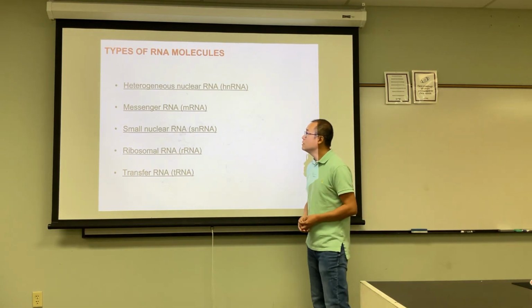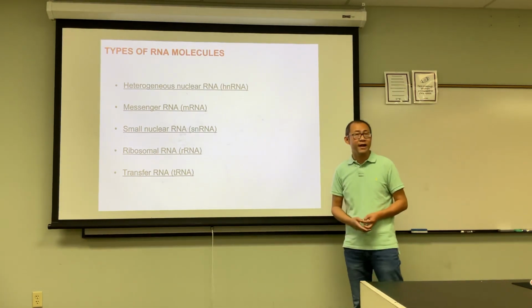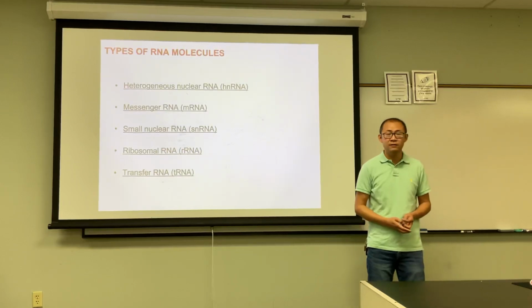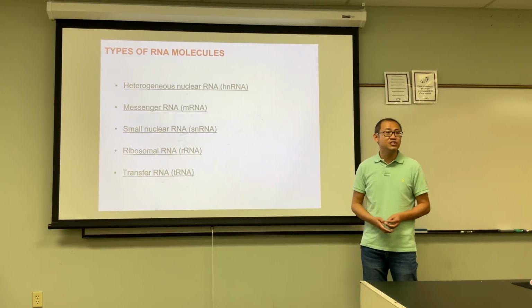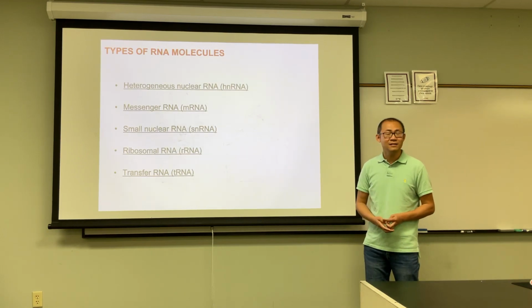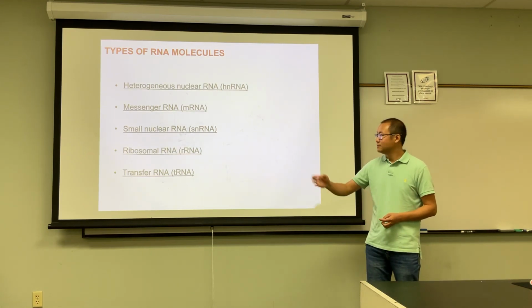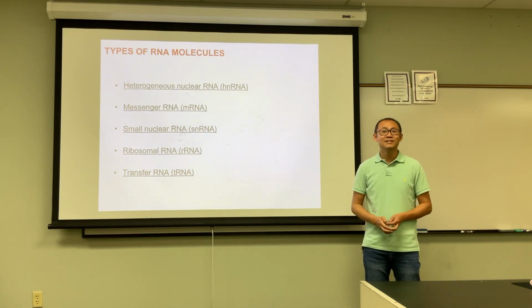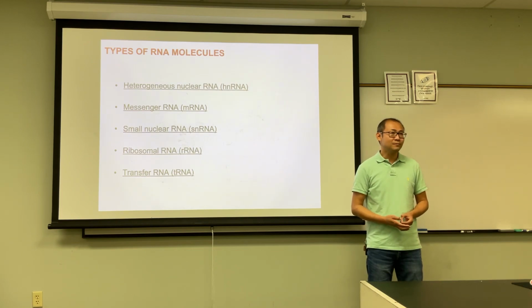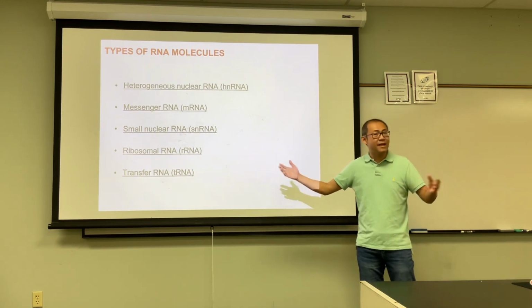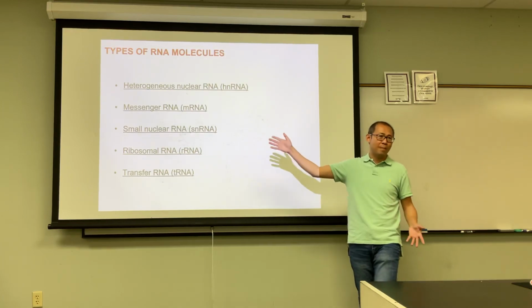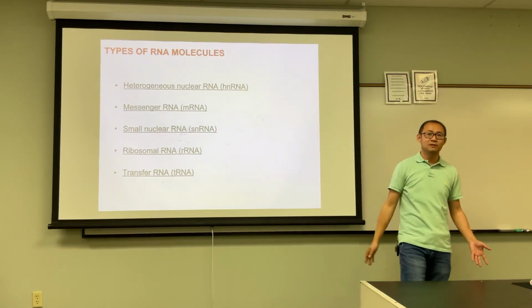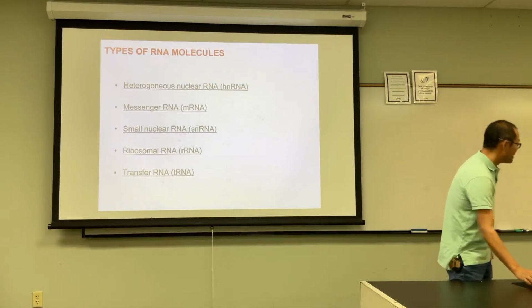First one, heterogeneous nuclear RNA, hnRNA. Second one, messenger RNA, mRNA. Small nuclear RNA, snRNA. Ribosomal RNA, rRNA. And finally, transfer RNA, tRNA. Good? Take a brief look at their names. Again, you won't worry about their names because we're going to see them many times in this process.